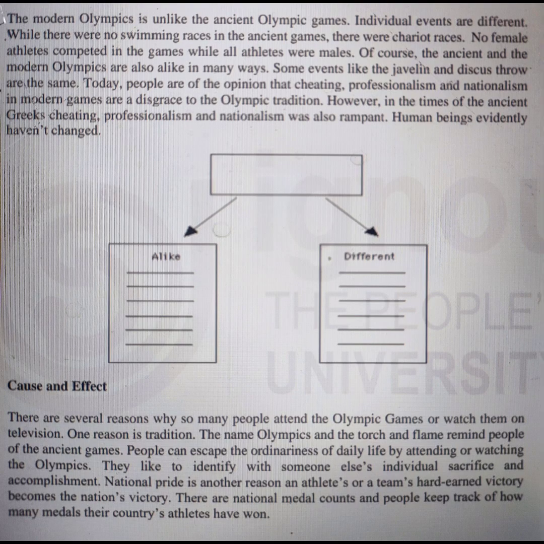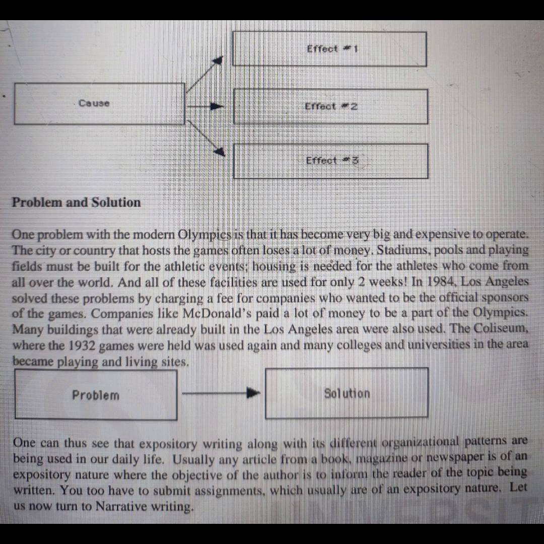There are several reasons why so many people attend the Olympic Games or watch them on television. One reason is tradition. The name Olympics and the torch and flame remind people of the ancient games. People can escape the ordinariness of daily life by attending or watching the Olympics. They like to identify with someone else's individual sacrifice and accomplishment. National pride is another reason. An athlete's or a team's hard-earned victory becomes the nation's victory. There are national medal counts and people keep track of how many medals their country's athletes have won. Effect 1. Cause. Effect 2. Effect 3.